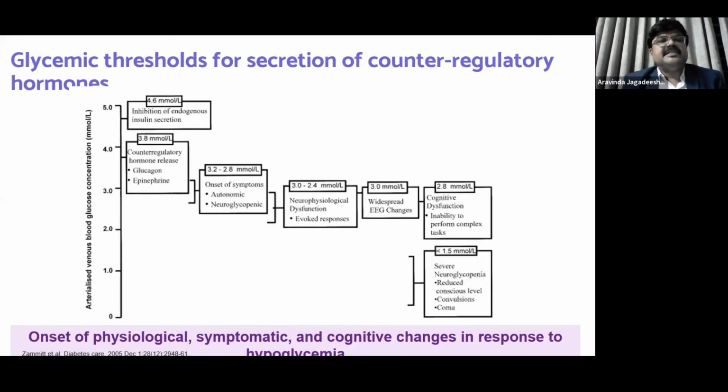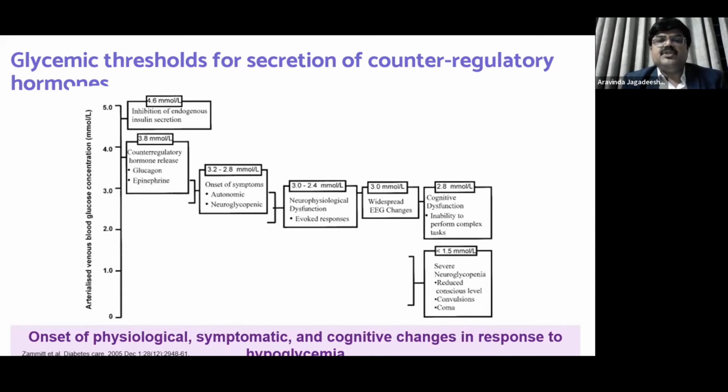If you see in this slide, the glycemic threshold for secretion of counter-regulatory hormone, starting from the left-hand side, upper side of the slide, you can see at 4.6 millimole per liter, there is an inhibition of endogenous insulin secretion. At 3.8, there's a counter-regulatory hormone release, that is the glucagon and epinephrine. 3.2 to 2.8, that is the onset of symptoms from autonomic neuroglycopenic.